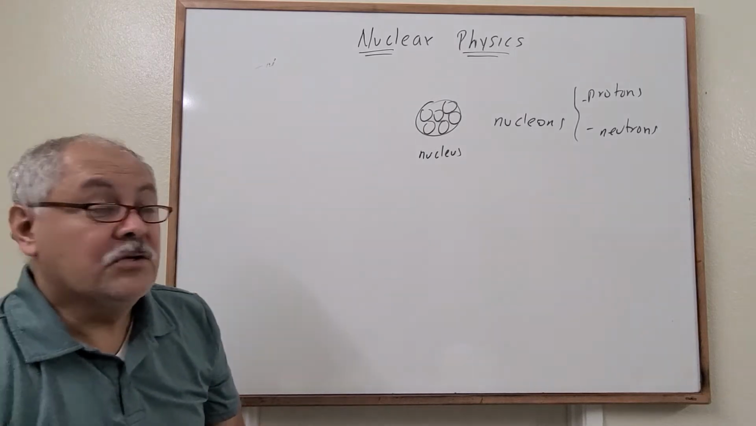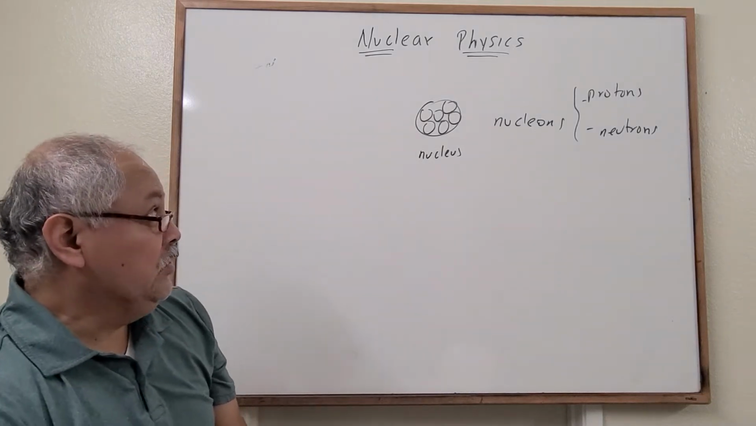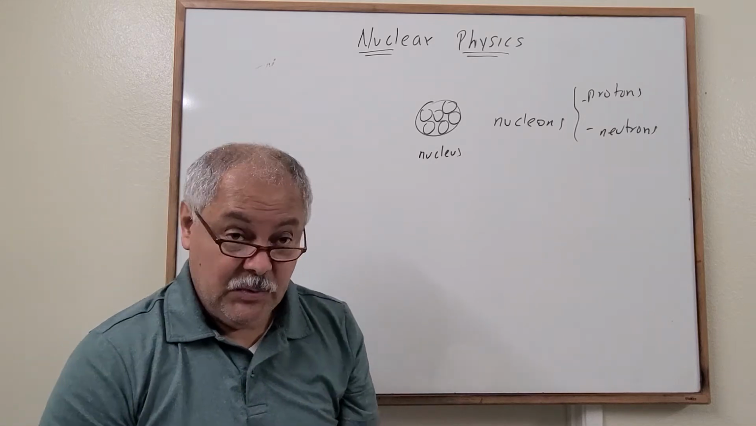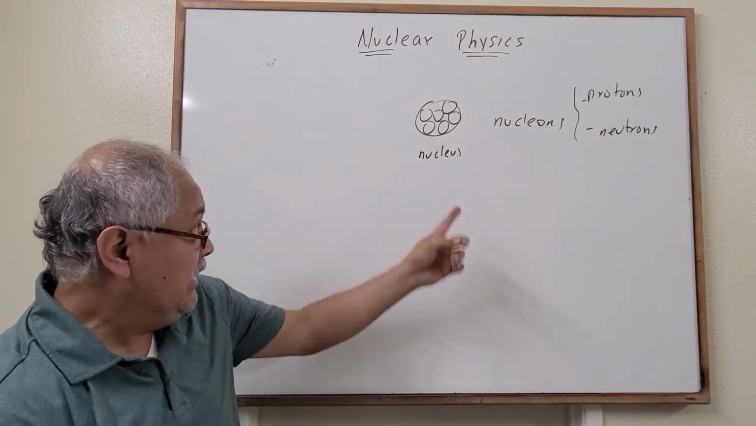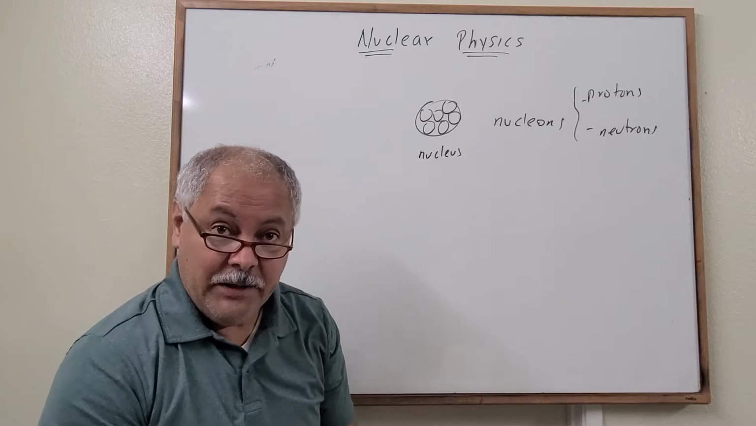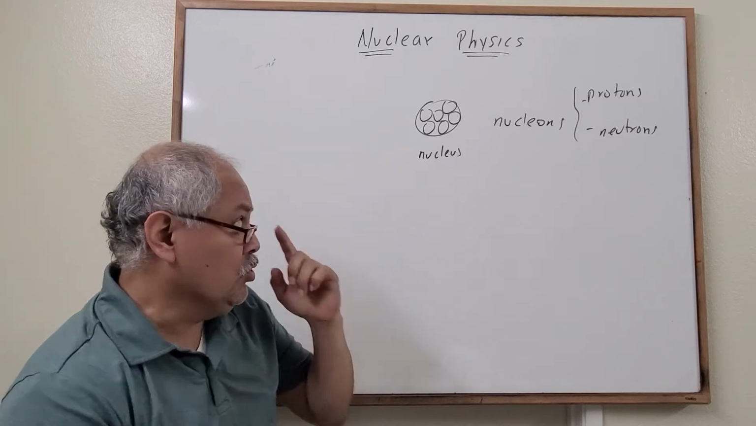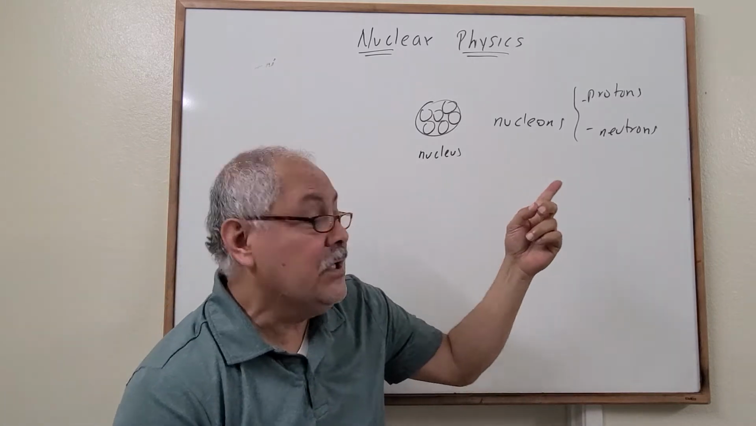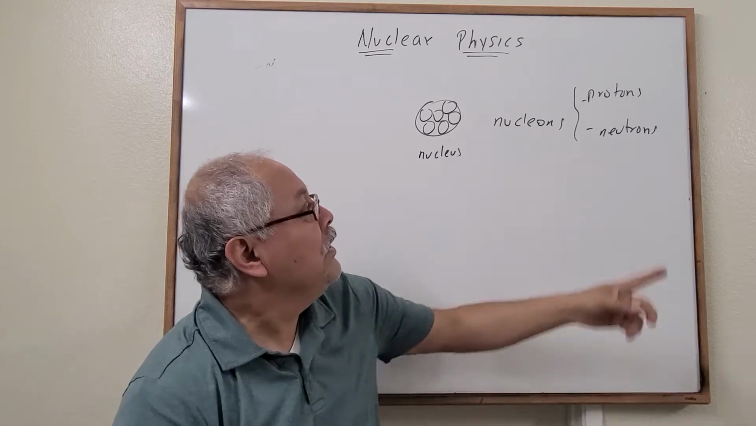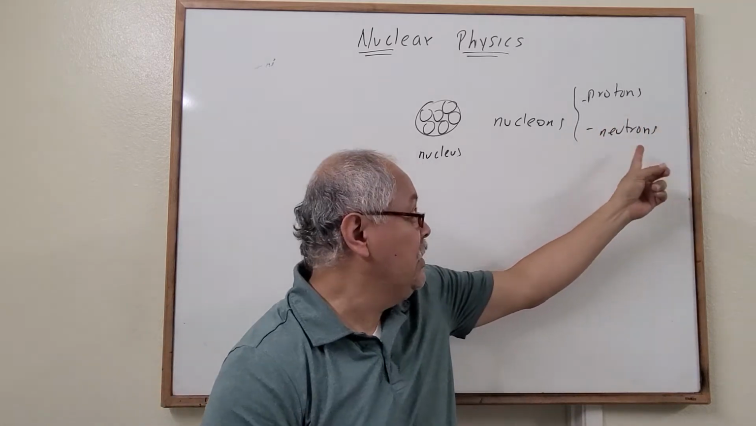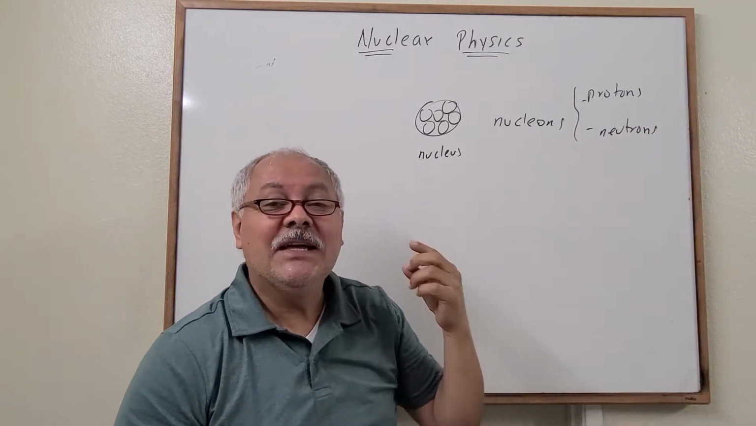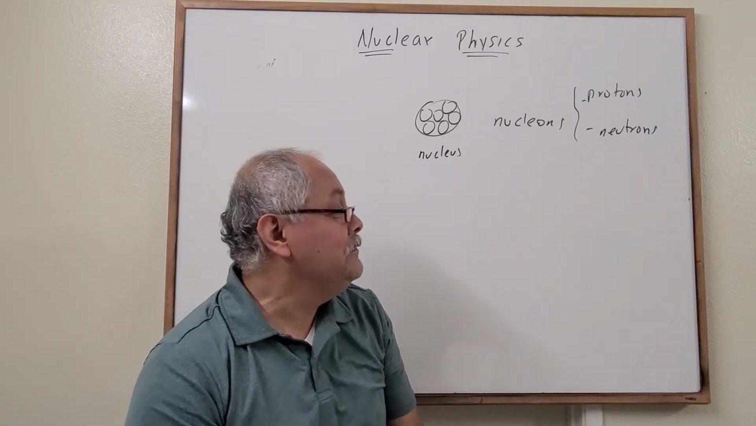Okay, let's go for the next topic. The next topic is going to be nuclear physics. In this case, we're dealing with the nucleus. And in the nucleus, as we know, we have particles, protons and neutrons. All these particles are called the nucleons. Protons have positive charges, neutrons have charge equal to 0.